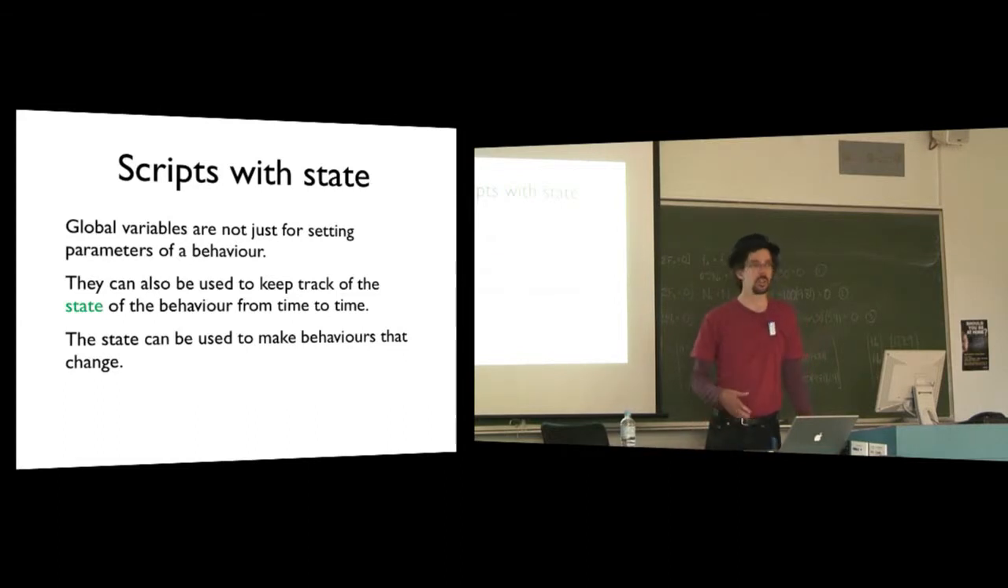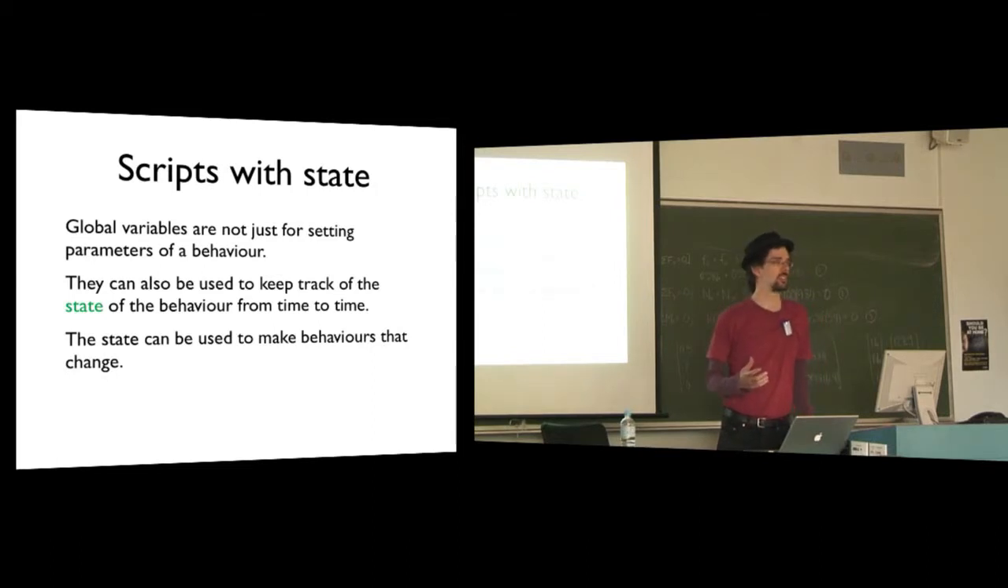When I introduced global variables in a script, I talked about how you can use them as parameters to change the behaviour. For example, you'd have a vector in there which would be the direction of movement, and you could change that vector in order to select which way the object was going to move. But global variables are useful for more than that.